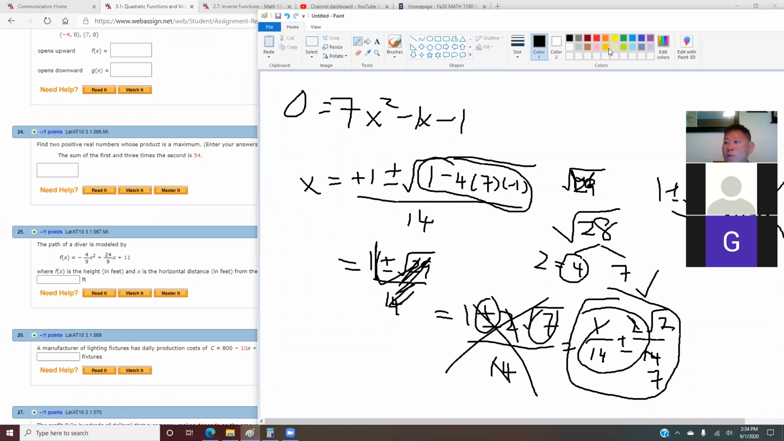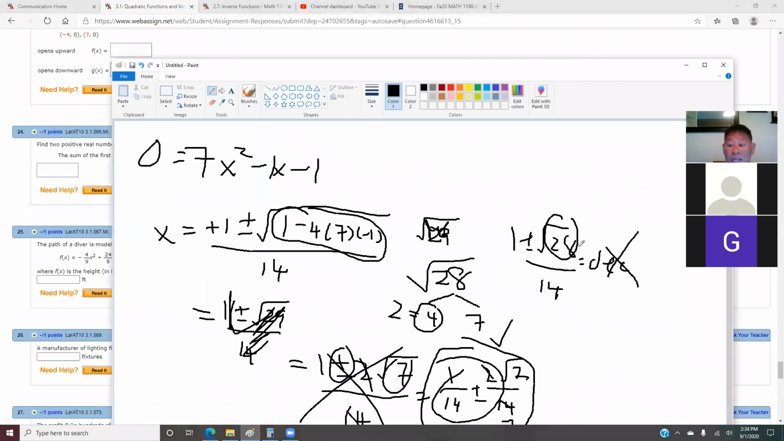Same thing in the test. I will not take your decimals as your answer. I won't give you full points. So make sure you leave everything in the square root form like this.